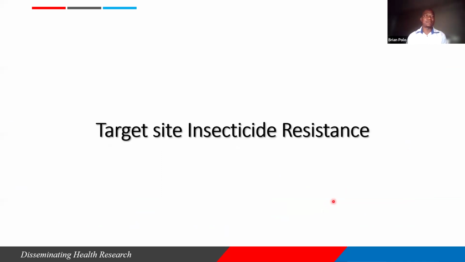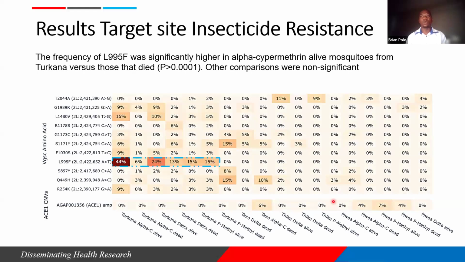Looking at the target site insecticide resistance, we evaluated the frequency of amino acid mutations at major insecticide binding regions, and that is the VGSC, S1, and RDL. Among these target sites, only the VGSC L995F substitution, which is associated with resistance to DDT and pyrethroids, was observed at appreciable frequency, as we can see here. And that is only in Turkana.